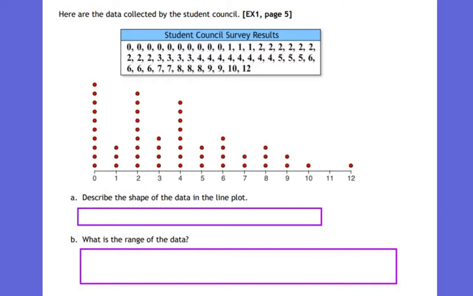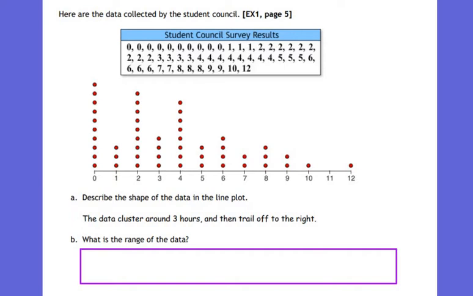Alright, so A wants us to describe the shape of the data in the line plot. So what did we say is happening in this line plot? It's going down, and it's heavier on the left. Right. So we can say the data is clustered around 3 hours, meaning it's heavy around the 3 hours area, and then it trails off to the right.